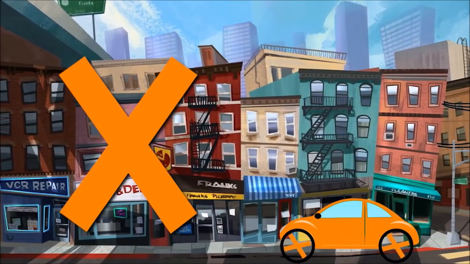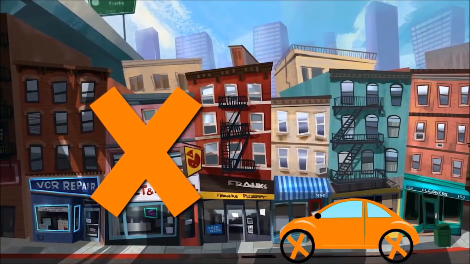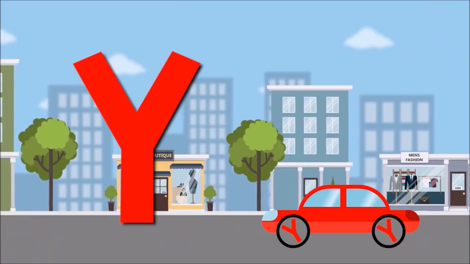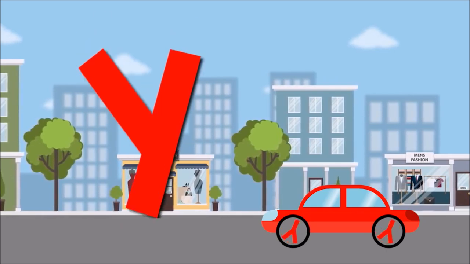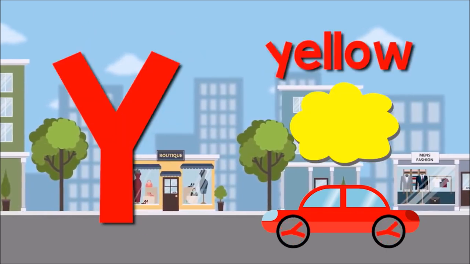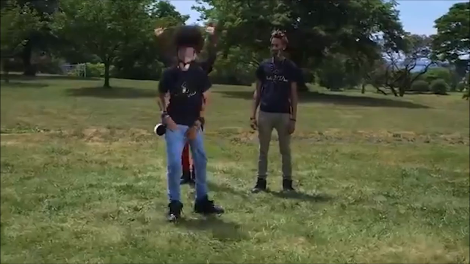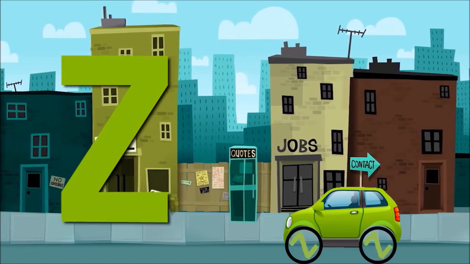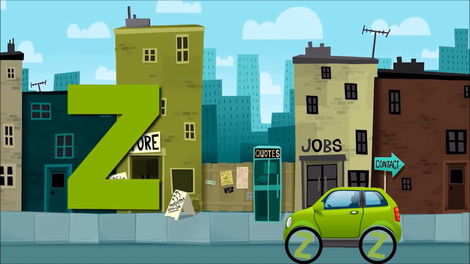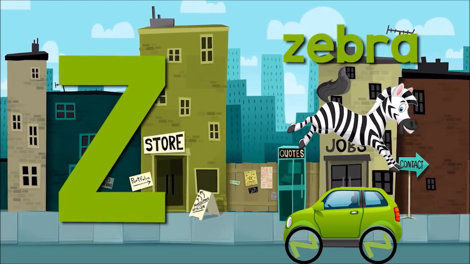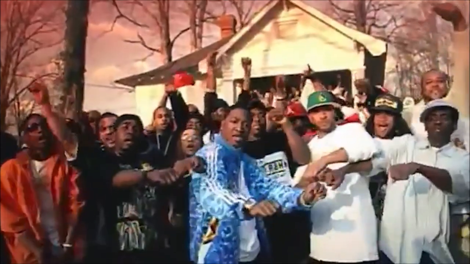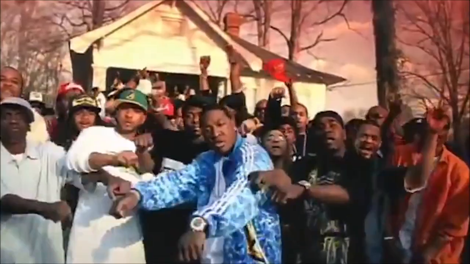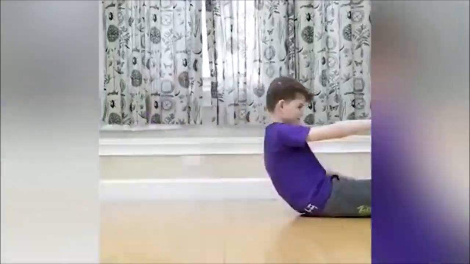This is the letter X. Like pop. Do it. Like fox. Okay, this is the letter Y. Yellow. Do it. Yeah. Crank it up. Now hit it. This is the letter Z. Zebra. Do it. Zoom. Left side. Zoom. Right side. Zoom. And we got it.